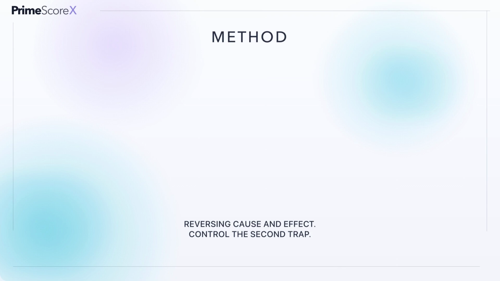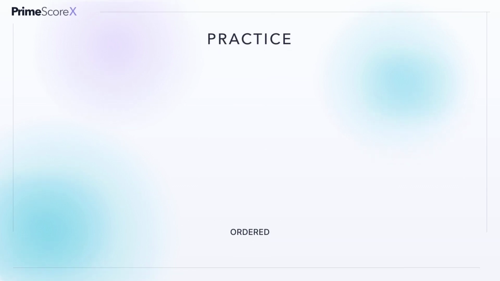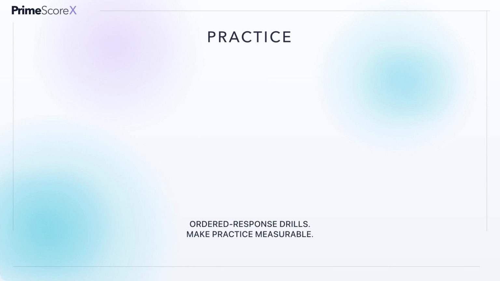The second trap is reversing cause and effect. This trap is dangerous because it feels like effort. You may be reading, calculating, or reviewing, but not in a way that changes the answer. A better move is to define the decision, make the best supported choice, and protect the rest of the section.